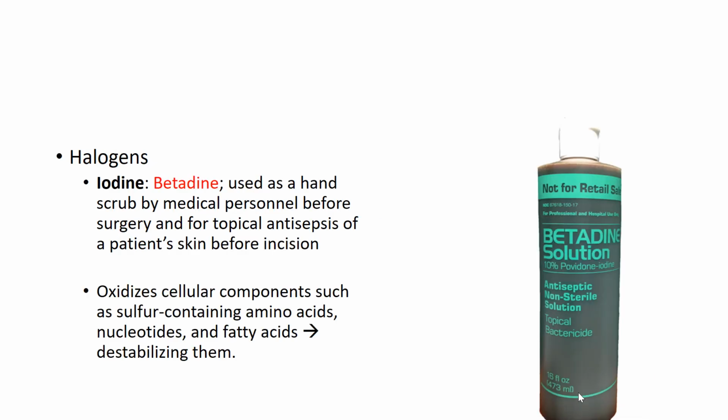In either case, Betadine is used as a hand scrub by medical personnel before surgery, and it's also used as a topical antiseptic. So remember, this is going to be used on tissue, so it has to be safe for tissue. So it's not a disinfectant, it's an antiseptic. How it works is that it's going to oxidize cellular components, and it's going to disrupt the nucleotides, fatty acids, and basically destabilize them.